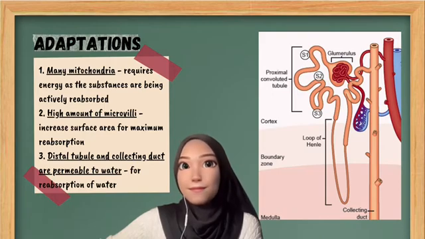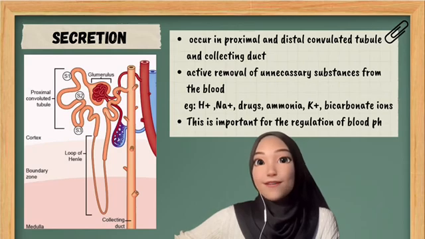The third one is that distal tubules and collecting duct are permeable to water, and this is for the reabsorptions of water. Okay, now last step of the urine formation, which is secretion process. Secretion occur in proximal and distal convoluted tubules and also collecting duct. Secretion is where the active removal of unnecessary substances from the blood happen.